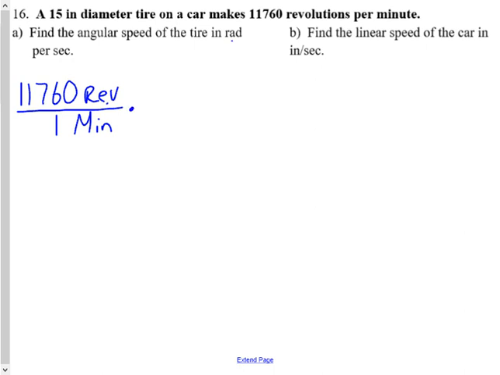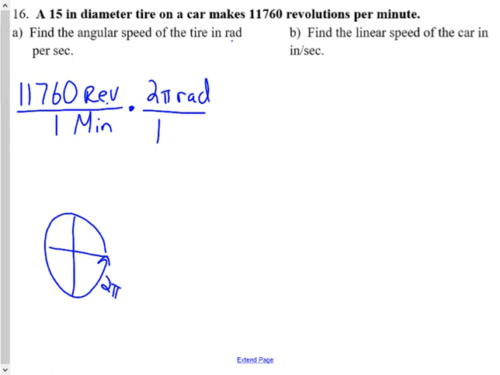So what we're going to do is ask how many radians are in a revolution. A reminder: if a tire is going all the way around, that's 2 pi radians. So 2 pi radians divided by 1 revolution. Notice the revolutions are in the denominator, so they cancel, and I'll be left with radians. The next part is I need seconds in the denominator. I have minutes, so 1 minute is 60 seconds.